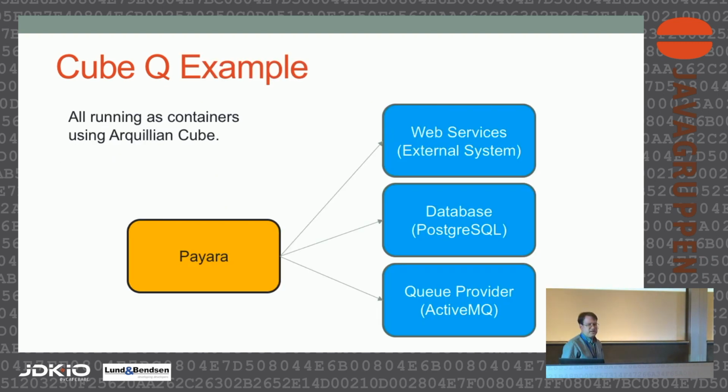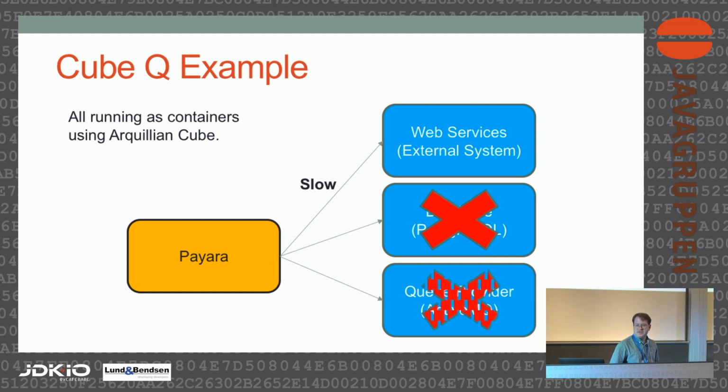And so what does Cube Q allow you to do? It allows you to do really nasty things like suddenly your web services have 10-second latency on them, right? Or, oops, the database has gone down, ActiveMQ has gone down, it's just suddenly died, etc. So it allows you to simulate things that are going to happen in production, right? Simulate what happens when the database suddenly stops responding. Simulate what happens when the queuing system goes down.